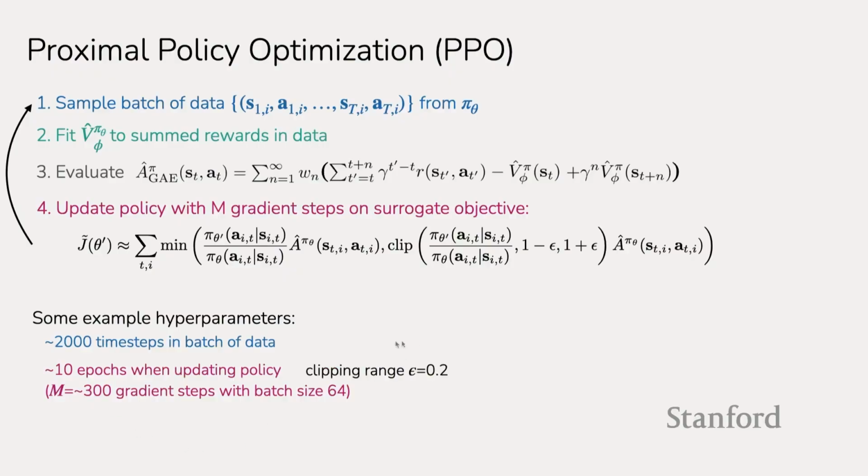Clipping range, I mentioned like 0.2 is something that might be reasonable. And then you might run this full outer loop around 500 times in order to get around 1 million total time steps of experience.